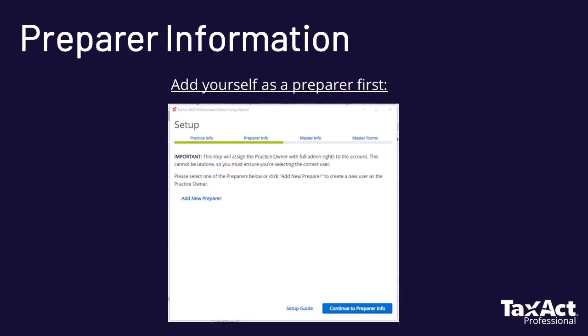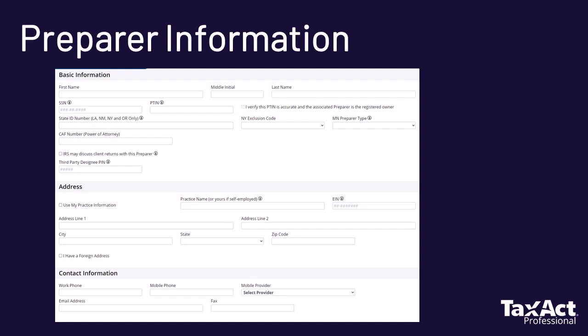Now it's time to enter preparer information. Click Add New Preparer to enter information. Make sure you enter yourself first, followed by any additional preparers. Each practice is assigned a unique alphanumeric identification code called a practice ID. If you have multiple preparers in your office, each preparer will have the same practice ID. The practice ID, EFIN, and PTIN or SSN is synced with your TaxAct account to streamline the e-file process.